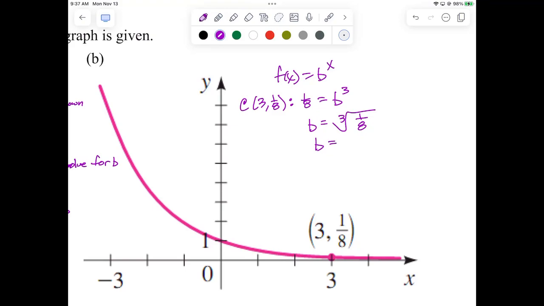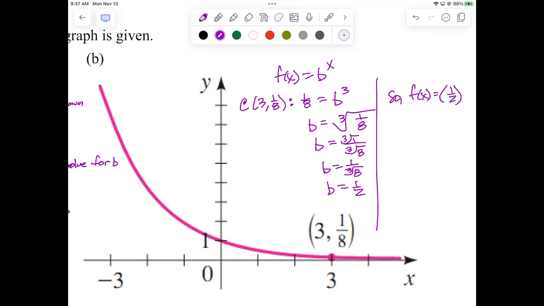What number times itself 3 times? That's the same as the cube root of 1 over the cube root of 8, which is 1 over 2. So b is equal to 1/2. So my equation must be f of x equals (1/2) to the x power. We write the base in parentheses to the x power. Whenever your base is a number between 0 and 1 as a fraction, write it in parentheses.